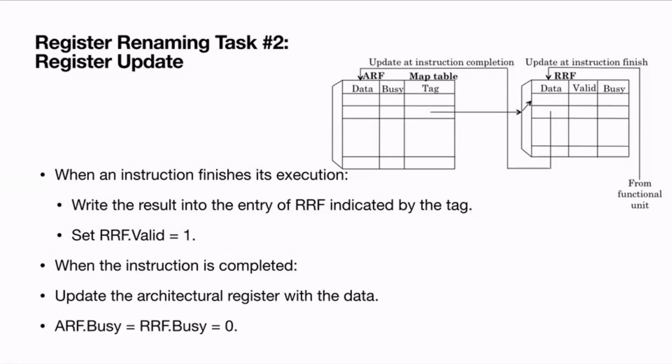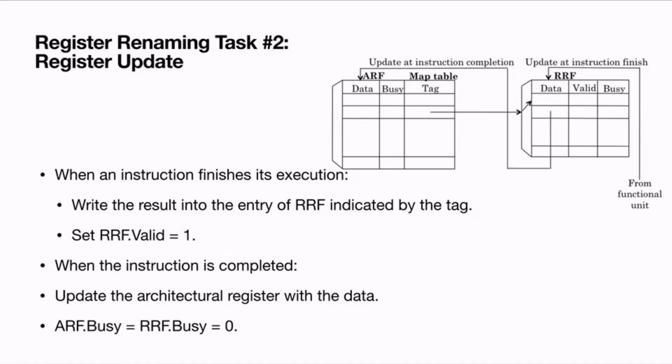When we update this architectural register, we set the busy bit to 0, so that if any later instruction comes for this particular value, the busy bit is 0, indicating that the value in the data field of the ARF is indeed the correct value, and the later instruction can directly take that value and go ahead with its execution. This is what is going to happen during the register update part.